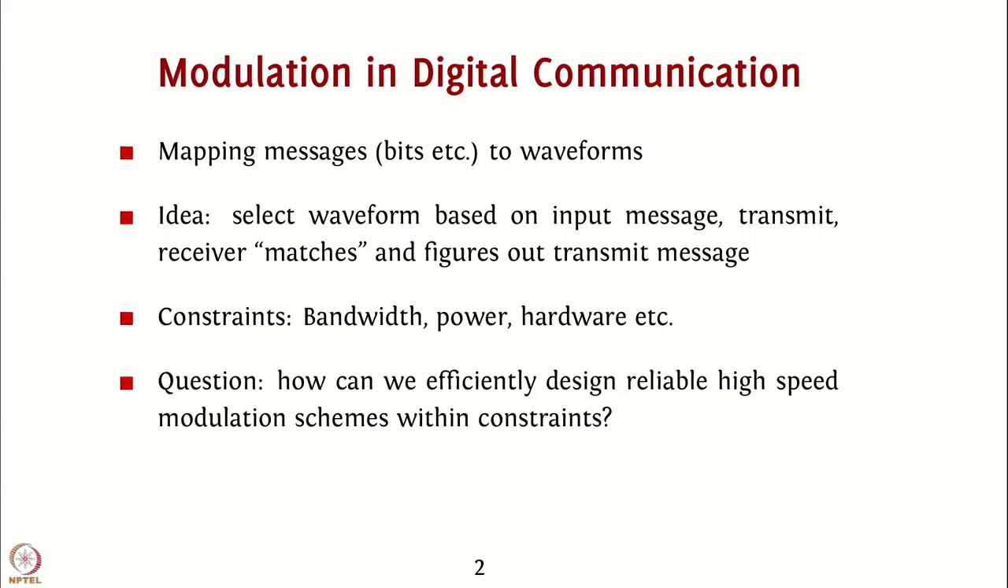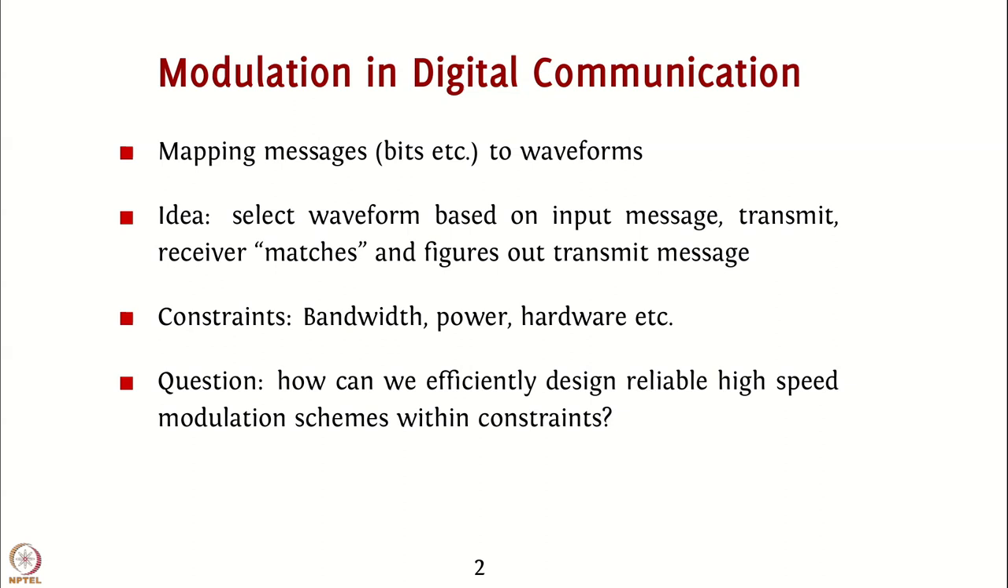In this particular lecture, we are going to begin with amplitude shift keying or pulse amplitude modulation, wherein the amplitude of the signal is used to convey information. Modulation in digital communication involves mapping messages such as bits to waveforms. The key idea is for us to select a waveform based on the input message and transmit it, and the receiver will match these waveforms across its available list and figure out the most likely waveform that was sent and map it back to the transmit message. That is what we call demodulation.